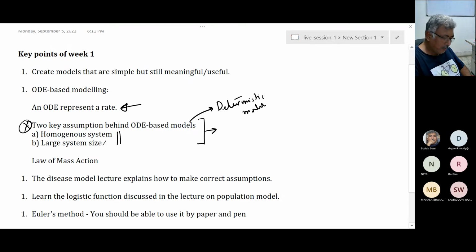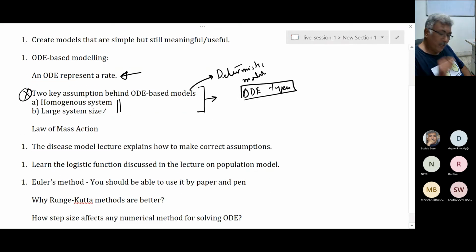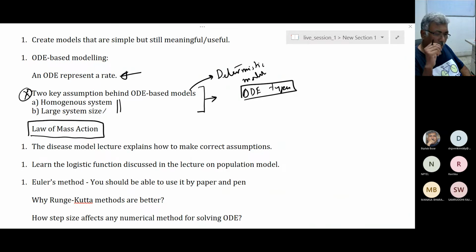Also, you have to understand different types of ODEs: linear, non-linear, first order ODE, second order ODE. These are the common questions we usually ask in interviews, exams, quizzes. Now, one important thing that you learned in the first week is that you create models inspired by the law of mass action. You must have studied the law of mass action in your biochemistry book or in school chemistry also. We have to remember that the law of mass action is primarily for elementary reactions.